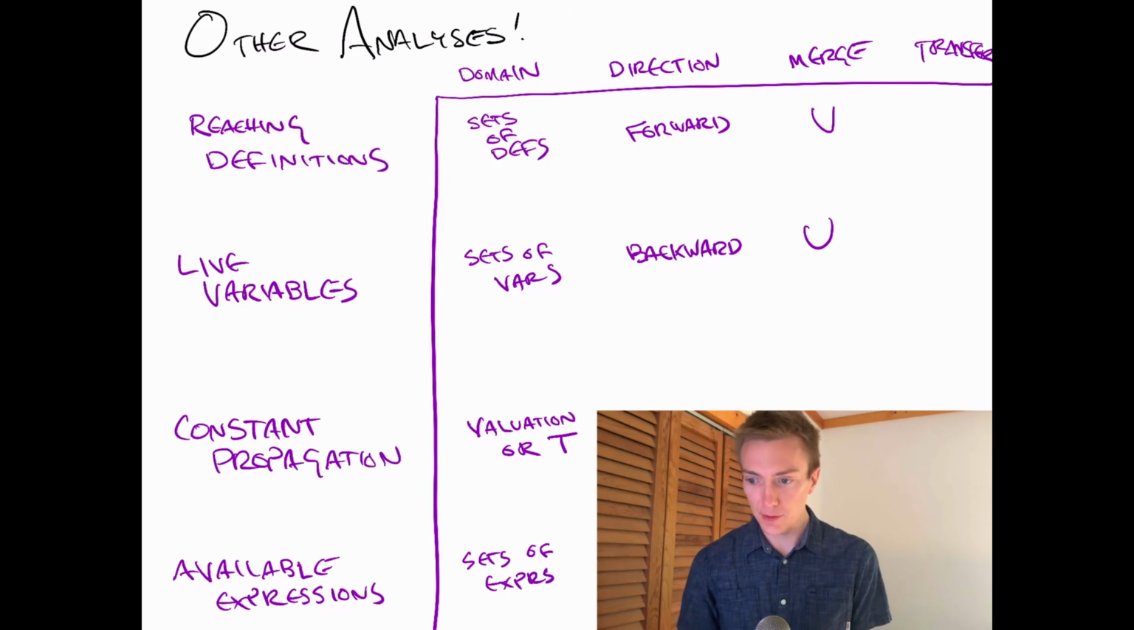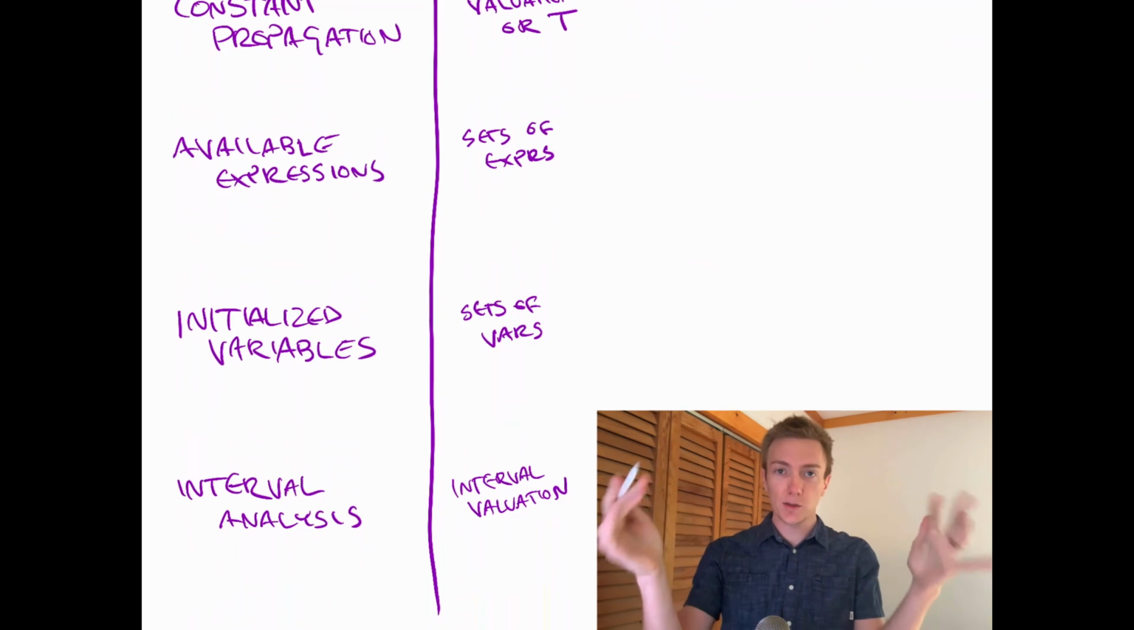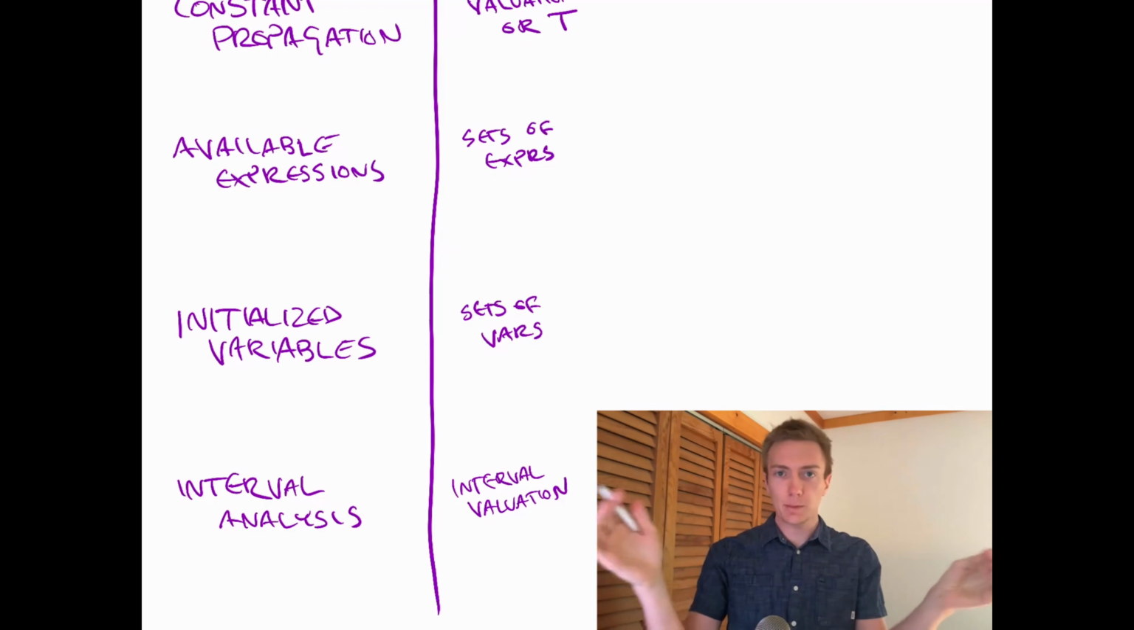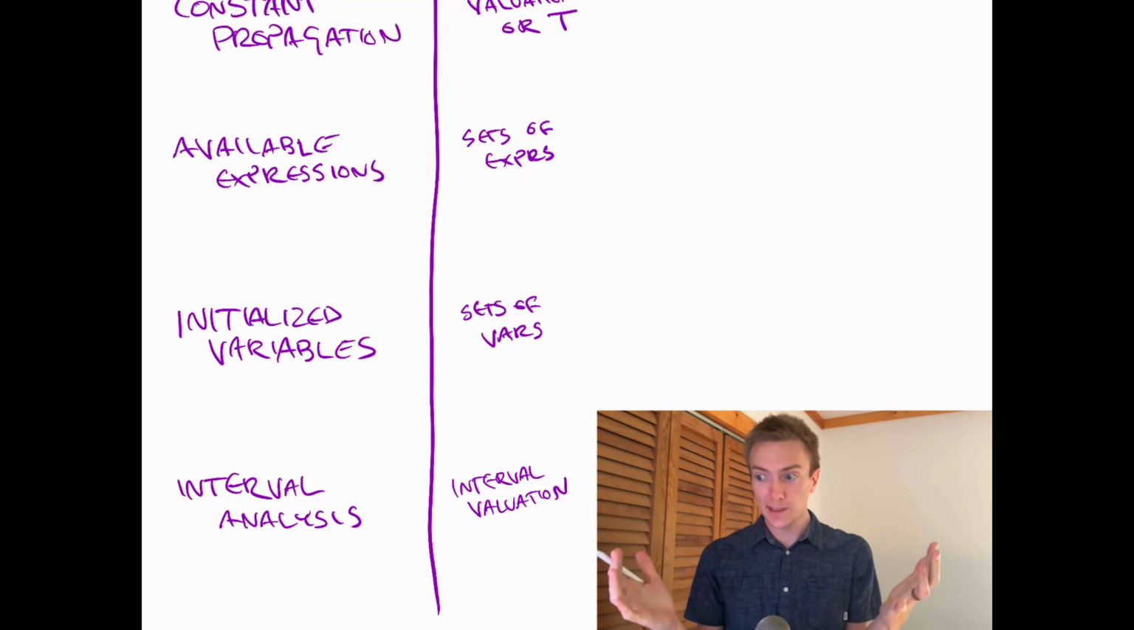Then initialized variables I included. It's not about optimization. You know, in Java, how it complains at you if you define a variable, like string s, and then later on you try to say something like s plus hello, it will complain at the point where you use a variable when it's not defined. This, of course, is a flow-sensitive property. It has to do with the control flow graph.